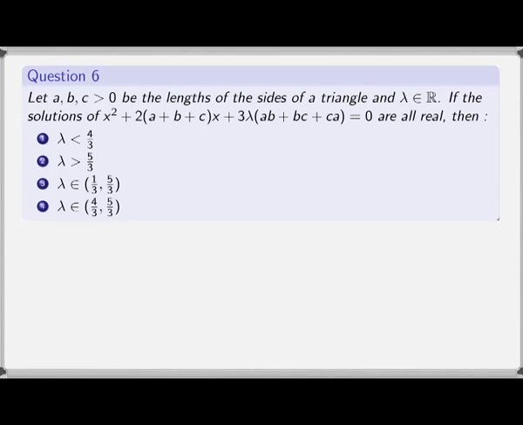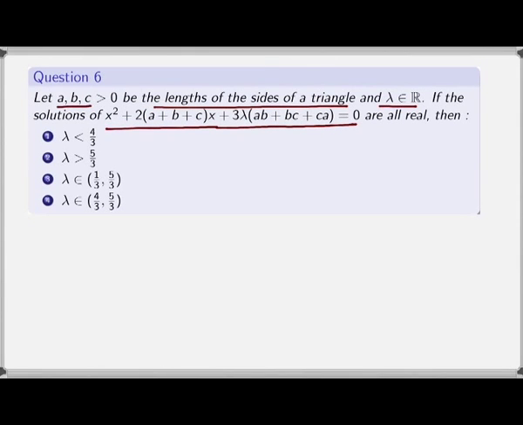Here in this question we are given 3 positive real numbers a, b and c, which are the lengths of the sides of a triangle, and also we are given one real number lambda, and the quadratic equation x squared plus 2 into (a plus b plus c) into x plus 3 lambda into (ab plus bc plus ca) is equal to 0. We are to find out the range of lambda for which this given quadratic equation is having all real solutions. Now to do that, we shall first write down the necessary and sufficient condition for this quadratic equation to have all real solutions.